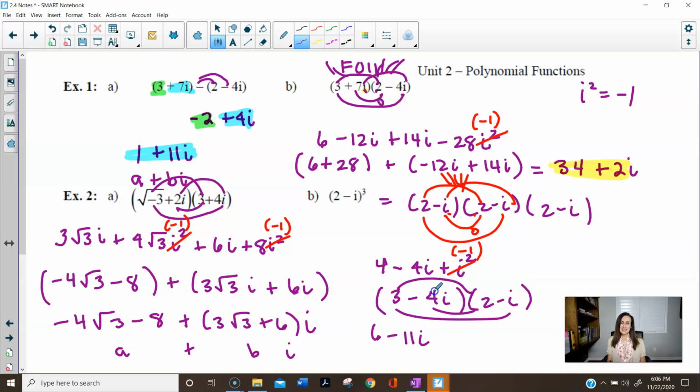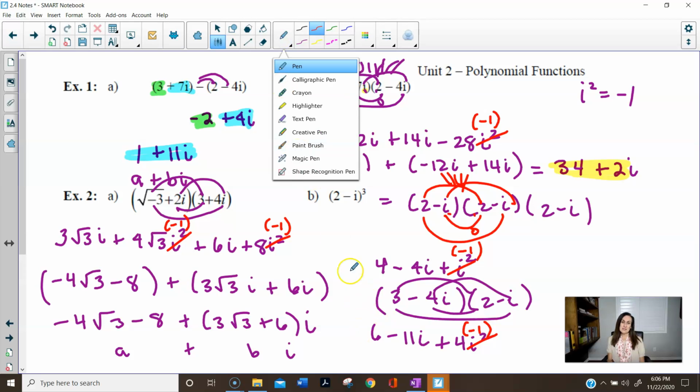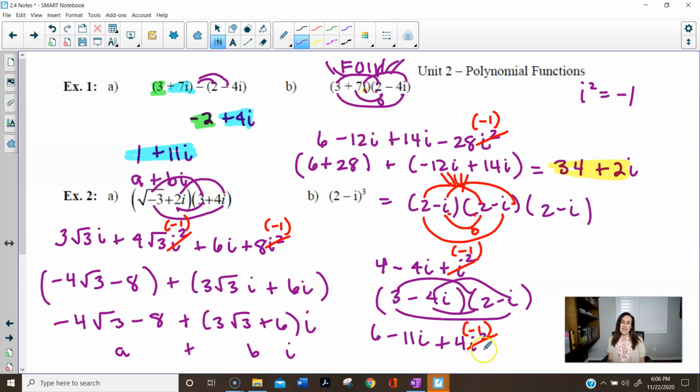-11i. And then last times last is going to be positive. The negative times a negative is a positive. You've got a 4, and then you've got an i squared. And then cross that i squared out. It's going to be 4 times -1, which is -4. So when I combine like terms, I've got a 6 and a -4, which is a 2. So my final answer is 2 subtract 11i.